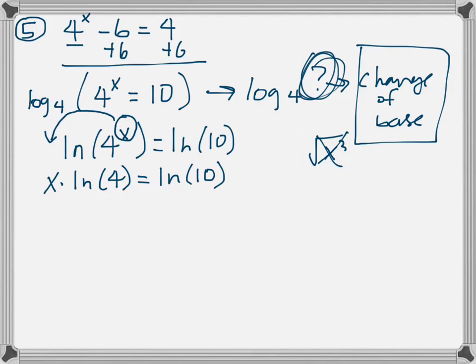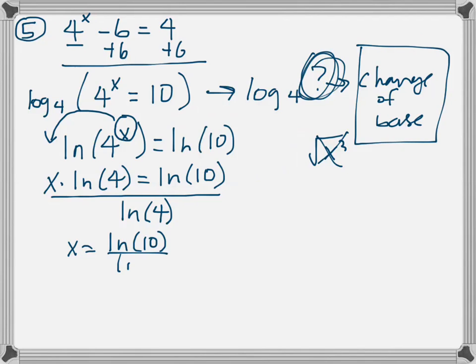The natural log of 4 is just a number that's being multiplied times x. So to get rid of it, I'm just going to divide both sides by the natural log of 4. So x is equal to the natural log of 10 divided by the natural log of 4. And this is basically log base 4 of 10 with the base being changed to e.